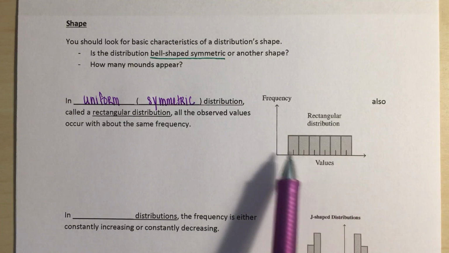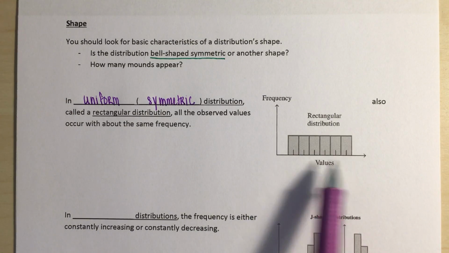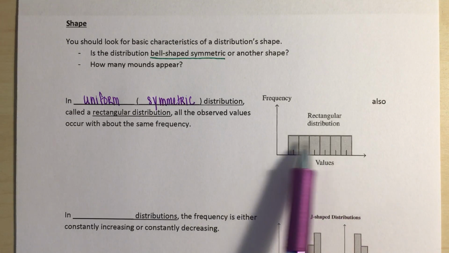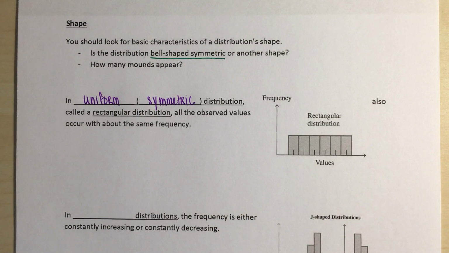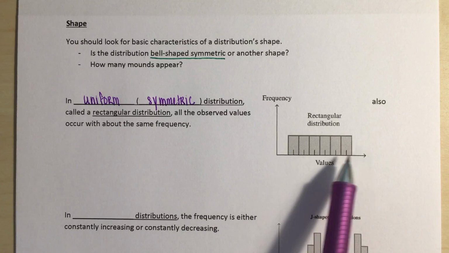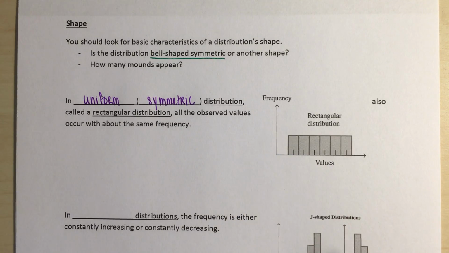So we call it a rectangular distribution because our histogram ends up to be pretty rectangular shaped. All of them are the same frequency, so they all have the same height. So that is also why we call it uniform. It's symmetric because if we were to fold this in half, we end up with similar things here and here.